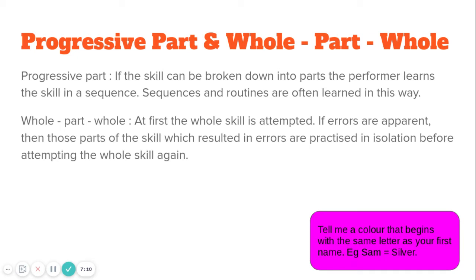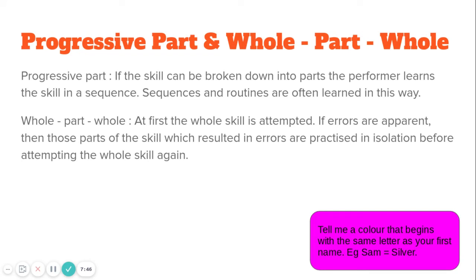The performer would learn part 1 and perfect it. Then they would learn part 2 and perfect it. And then the performer would put parts 1 and 2 together and perfect it. Then they would move on to part 3. Then they would move on to putting parts 1, 2, and 3 together. Once they've perfected that, they move on to part 4, perform parts 1, 2, 3, and 4, learn part 5, and then eventually they've got to the stage where they can perfect 1, 2, 3, 4, and 5 of the skill.